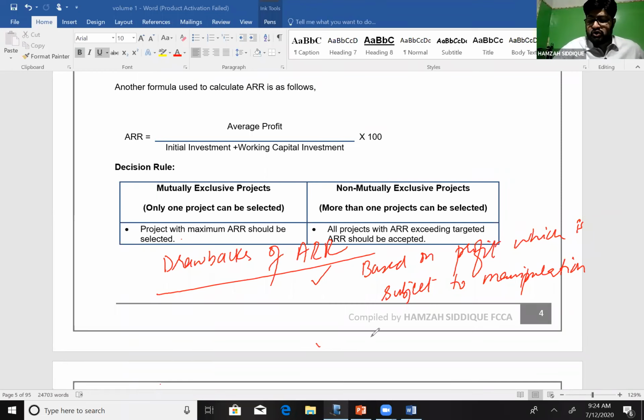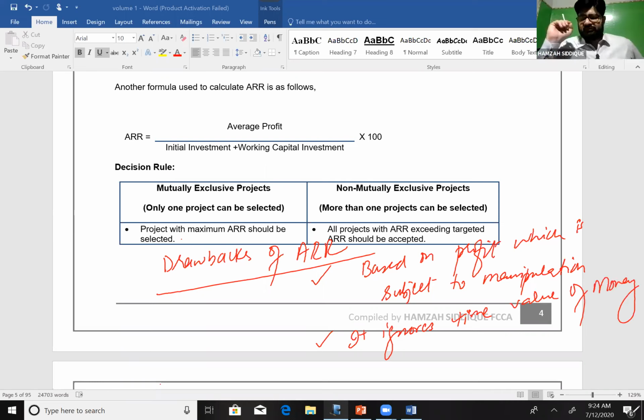Second, it ignores time value of money. It is not considering it at all. We are just averaging out 4-year profit, just like that. Tomorrow's 200 and today's 200, they are equal. It is not incorporating that.